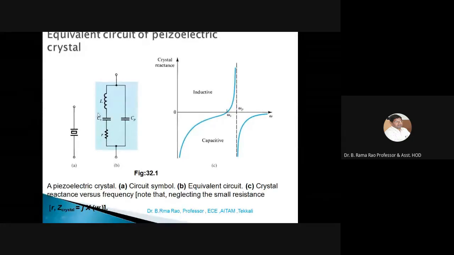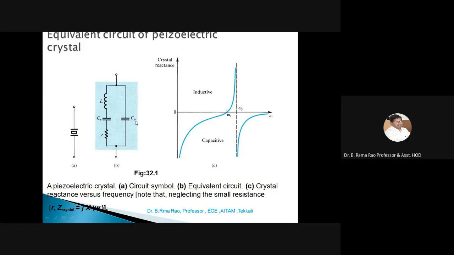Now the crystal reactance, how the crystal reactance varies according to the frequency. How the resistive part, the inductive and capacitive parts vary according to the variation of the frequency. Here we are going to neglect the resistance. So this is the symbol and this is the equivalent circuit. The equivalent circuit consists of a series combination of L and C, or RLC, in parallel with one capacitor. This is the series capacitor and this is the parallel.